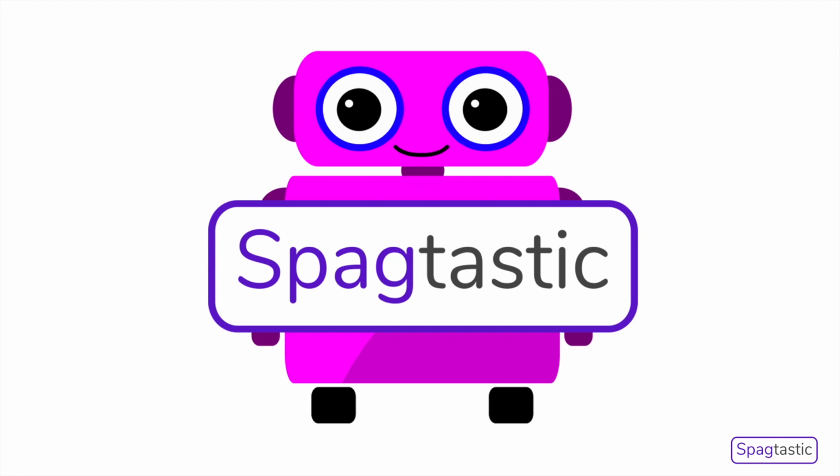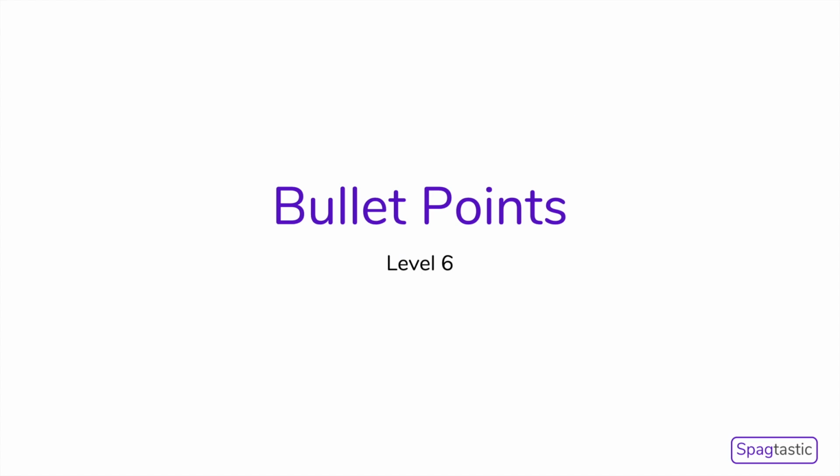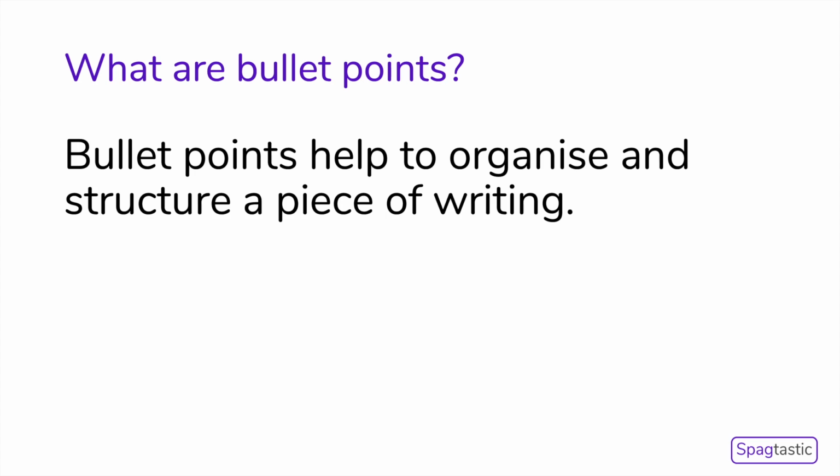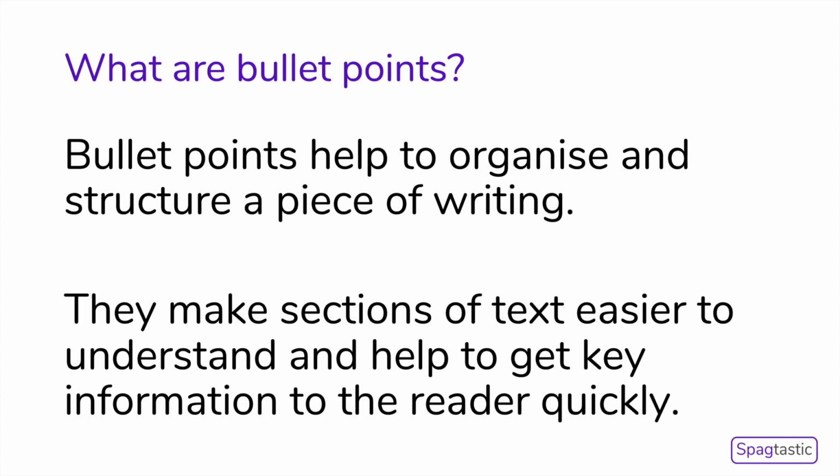Welcome to Spagtastic. In this lesson we will be learning how to use bullet points. This is a level 6 skill. What are bullet points? Bullet points help to organise and structure a piece of writing. They make sections of text easier to understand and help to get key information to the reader quickly.